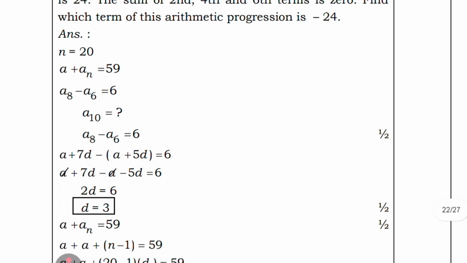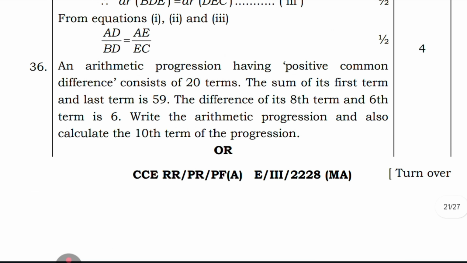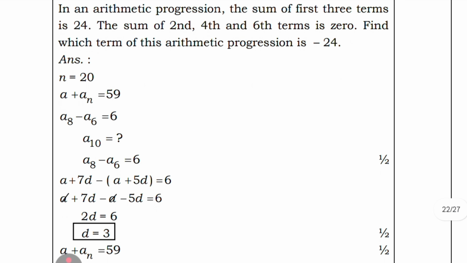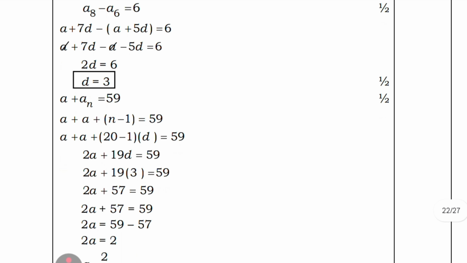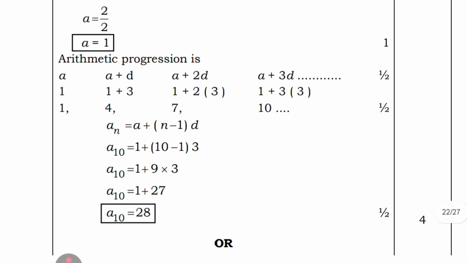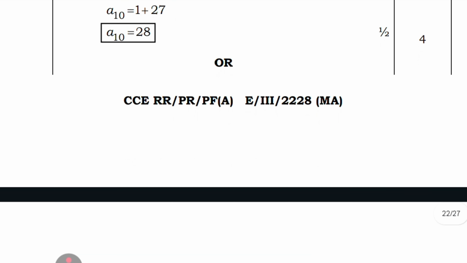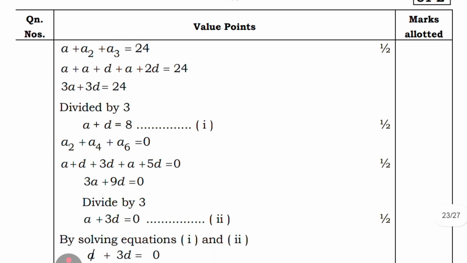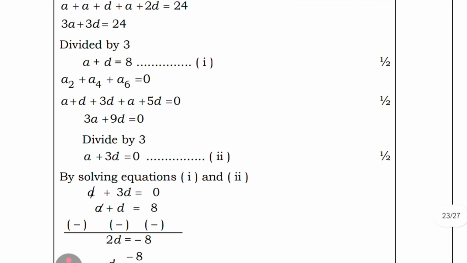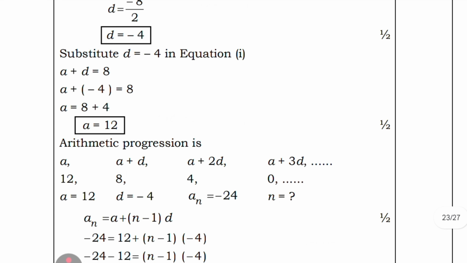So for the first question, the answer will begin from here. n is equals to 20, a plus an is equals to 59. This is the answer for first question. And for the second OR option, the answer will start from below this OR. You can see from here that second question will start. So this is the steps involved in this.